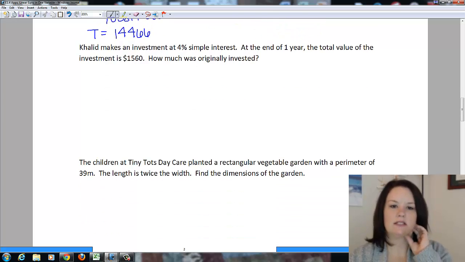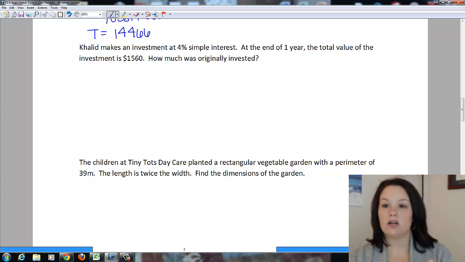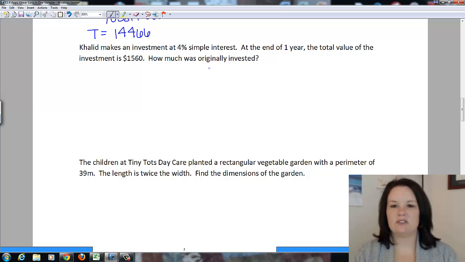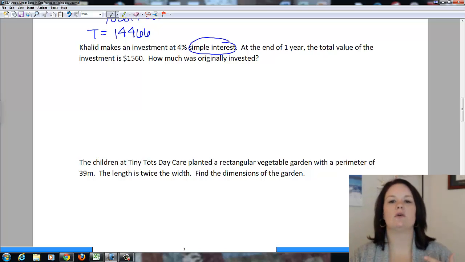This next one says, Khalid makes an investment at 4% simple interest. At the end of 1 year, the total value of the investment is $1,560. How much was originally invested? Anytime you see simple interest, it means we're not plugging it into some kind of compounded interest or continually applied interest type thing. Simple interest just means exactly what it sounds like. You're putting money into an account and it's going to apply interest each year, right?